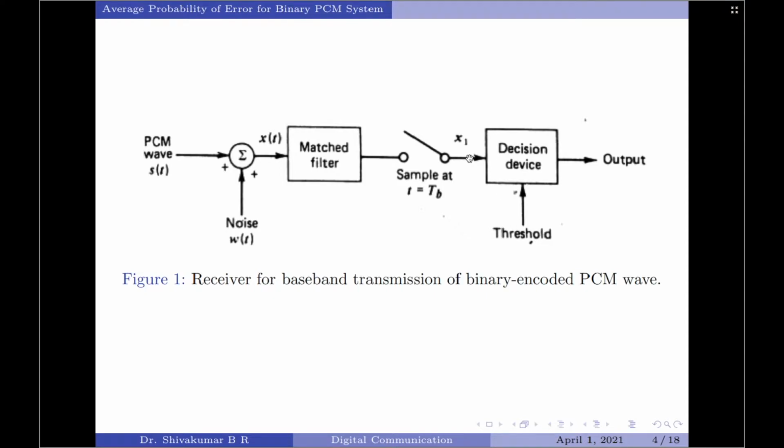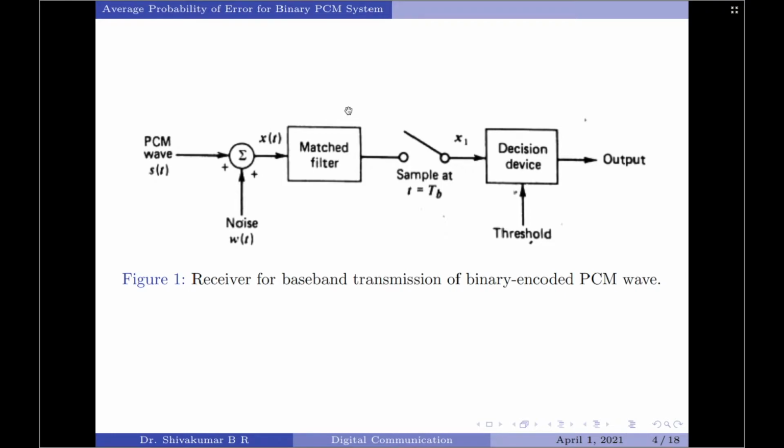Now, depending upon whether the X1 is greater than or less than the threshold, a corresponding decision will be made and that will be given as the output. If in case X1 equals the value of the threshold, then the decision is made by flipping a fair coin. That is how the matched filter works. I already have created a video on matched filter. I would request you to kindly refer to that video for more information as to how the matched filter works.